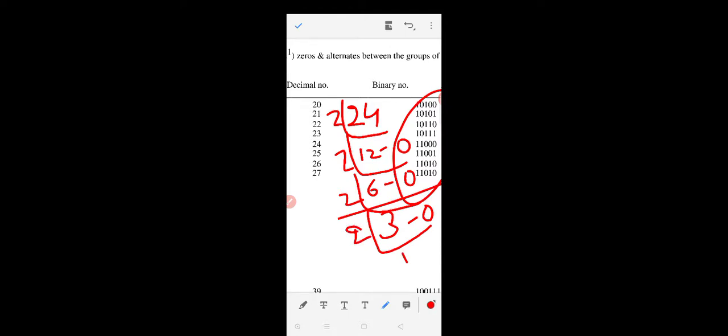2 12s are 24, here the remainder is 0. 2 6s are 12, remainder 0. 2 3s are 6, again remainder 0. 2 1s are 2, here the remainder is 1.